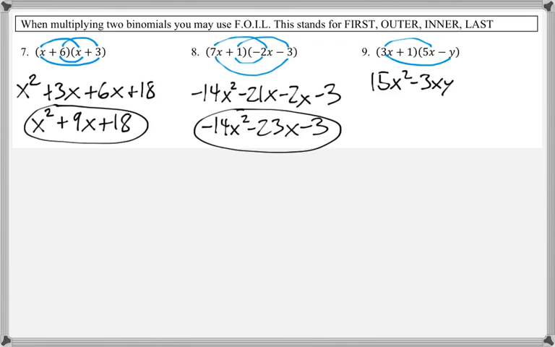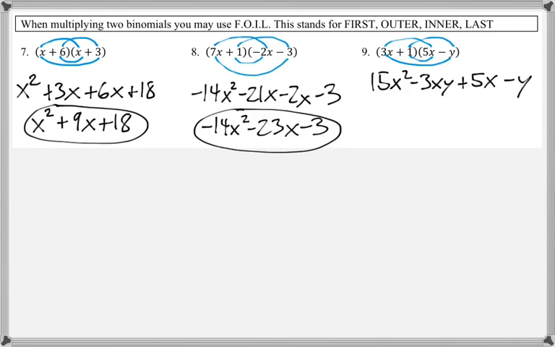The inside, 1 times 5x, that is going to be 5x. And then the last is going to be 1 times negative y. And 1 times negative y is just going to be minus y.